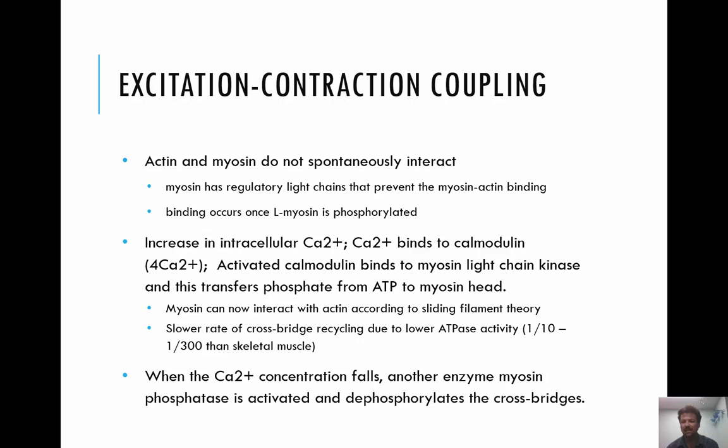Once myosin light chain kinase is activated, it takes a phosphate from ATP and it puts it on the myosin head. And that attachment of the phosphate to the myosin head activates myosin to now bind with actin. And the sliding filament theory proceeds. One of the things that we have to appreciate is in smooth muscle, the ATPase activity of the myosin head occurs at a much slower rate than in skeletal and cardiac muscle. So there's a slower rate of cross-bridge cycling in smooth muscle. And this is one of the things that allows the contraction to occur for a longer period of time.